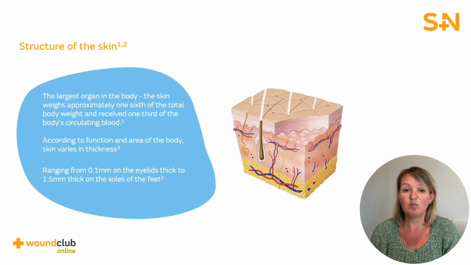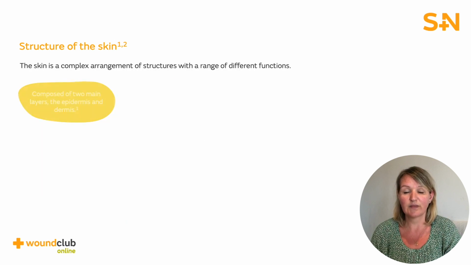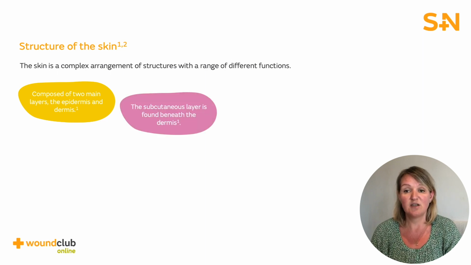The skin is a complex arrangement of structures with a range of different functions. It's the largest organ in the body, weighing approximately 1/6 of the body weight and varies in thickness according to function and its location. The skin is composed of two main layers, the epidermis and dermis. Beneath the dermis is the third layer called the hypodermis or subcutaneous layer.